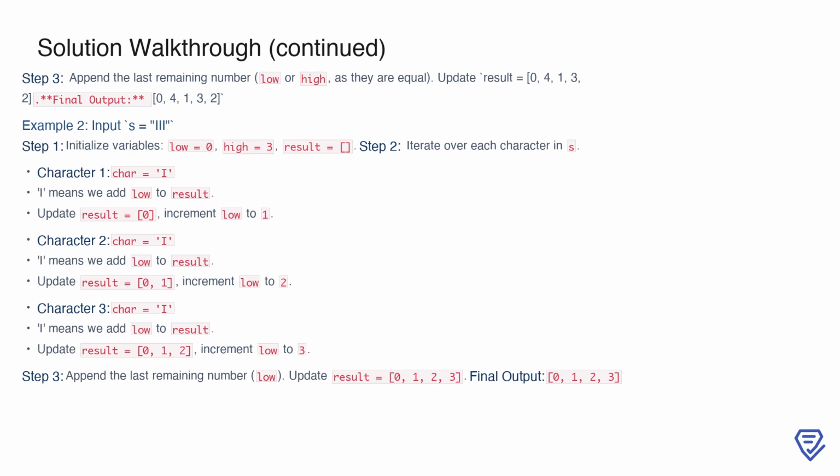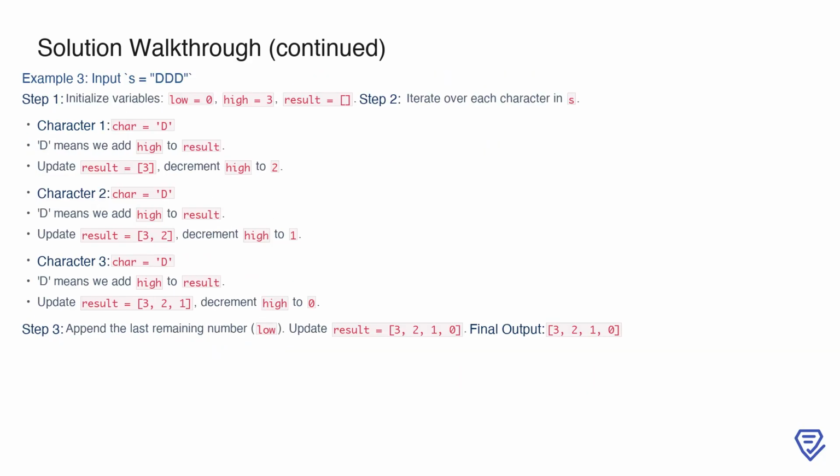For the third character, char equals I, we add low again, updating the array to 0, 1, 2, and incrementing low to 3. When all characters in the string are processed, we are left with one final number, which is low. We append this to the result array, updating it to 0, 1, 2, 3. The final output for this example is 0, 1, 2, 3.